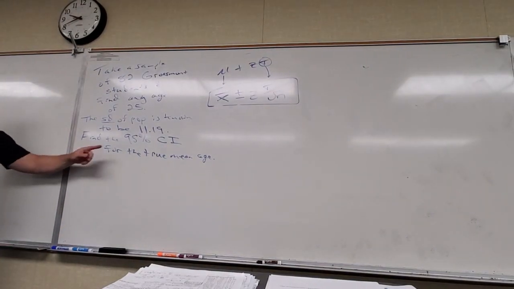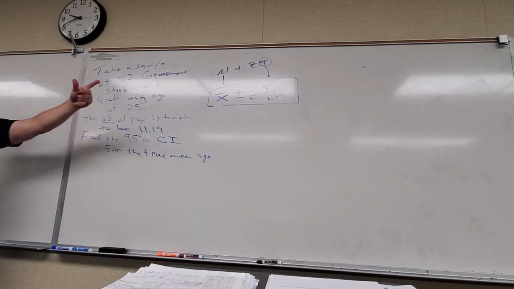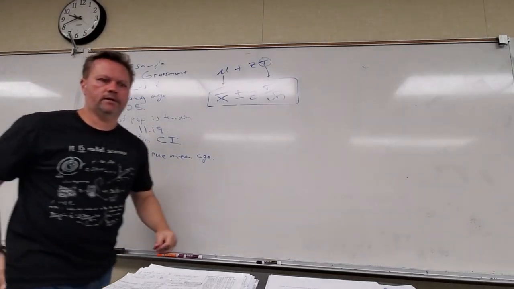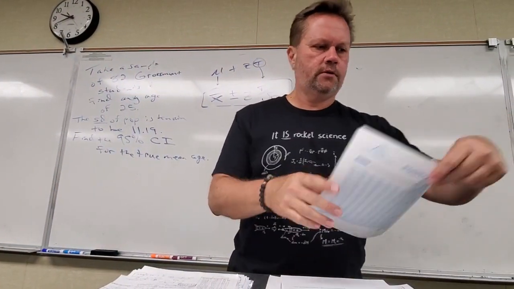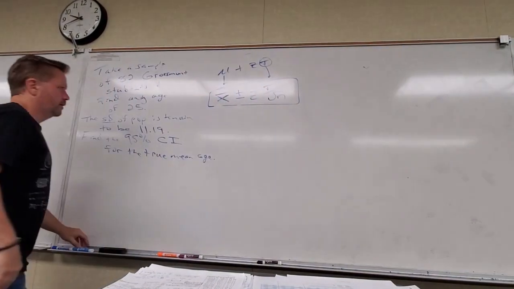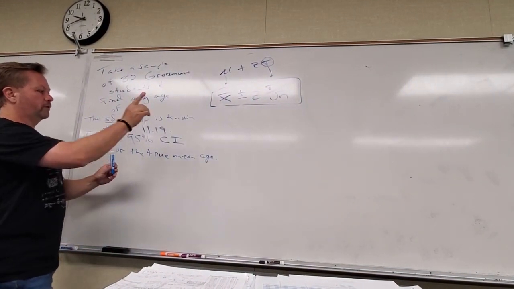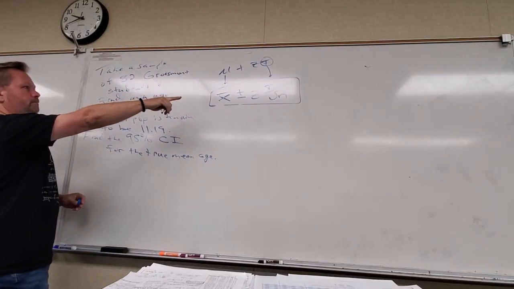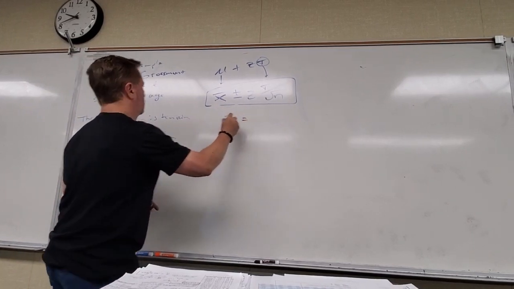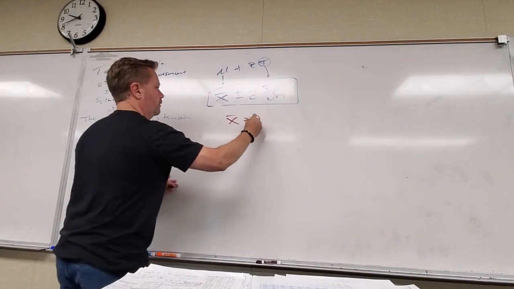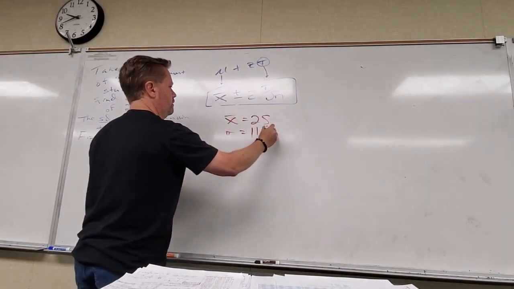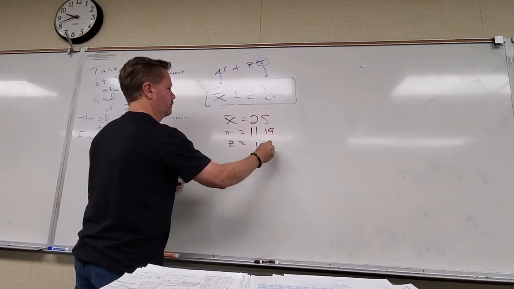So somebody help me out. What's the Z-score for this? We already figured that out a minute ago. 1.96. Just 'cause it's normal, right? Maybe I'll show this in a minute. I'll show you something real quick, but we already know that. And what's the X bar? 25. X bar is 25. What's sigma? 11.19. And Z is 1.96.